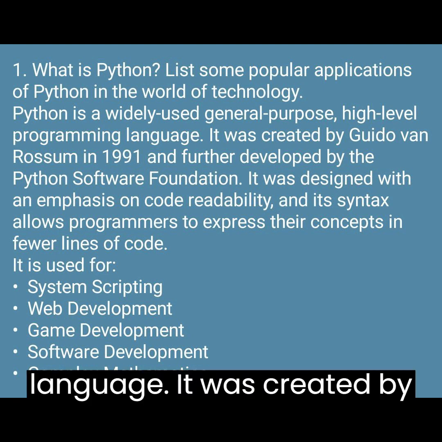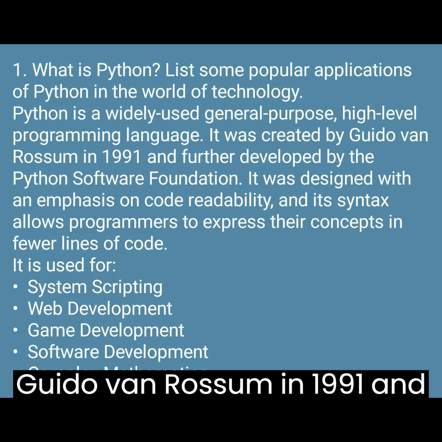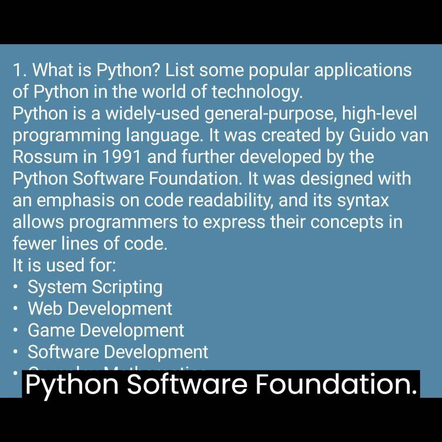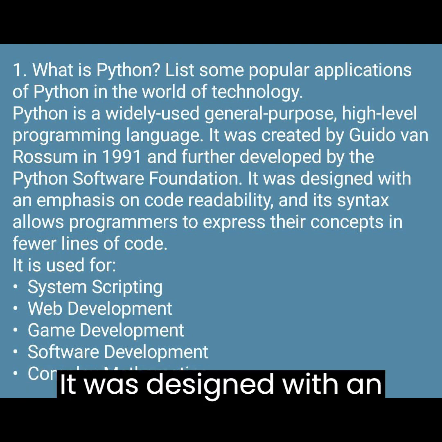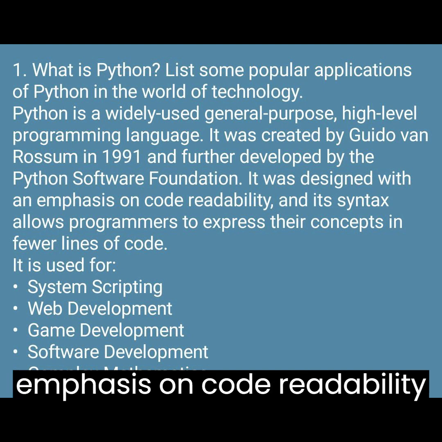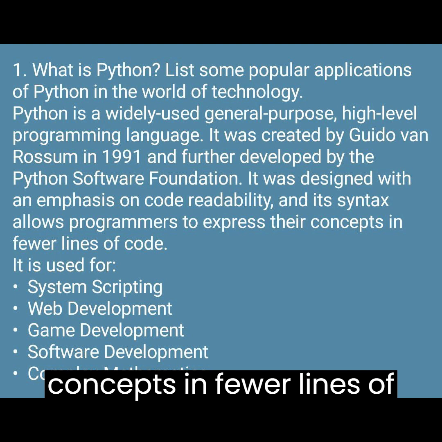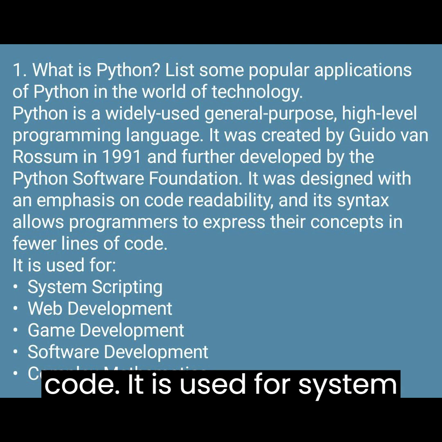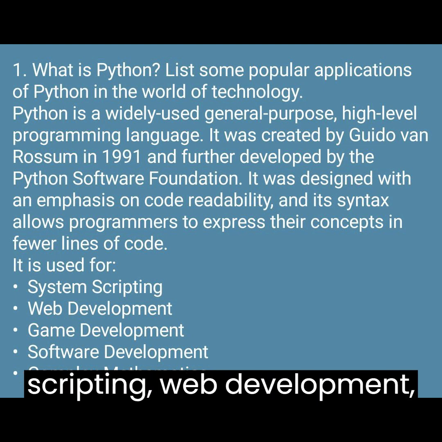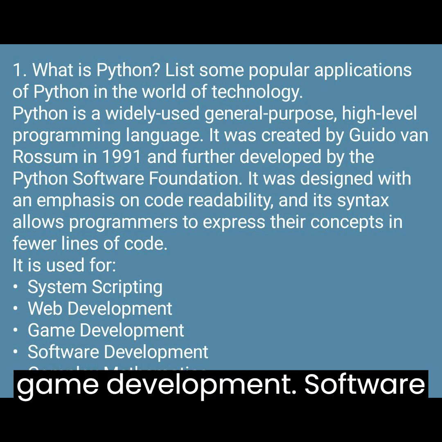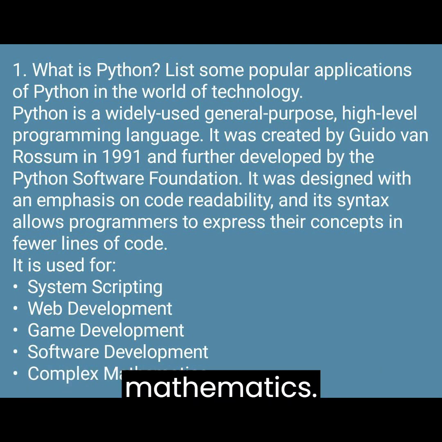It was created by Guido van Rossum in 1991 and further developed by the Python Software Foundation. It was designed with an emphasis on code readability, and its syntax allows programmers to express their concepts in fewer lines of code. It is used for system scripting, web development, game development, software development, complex mathematics.